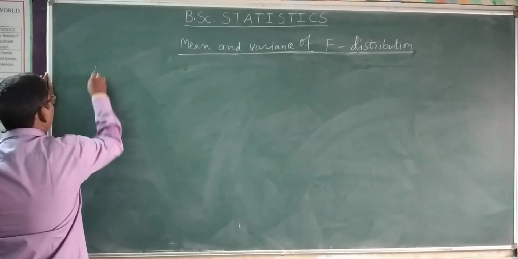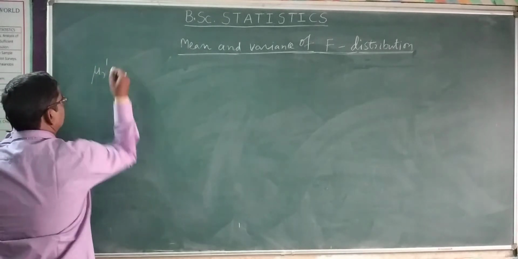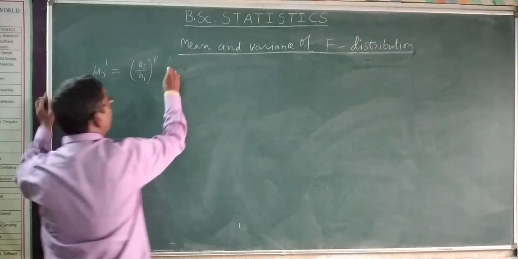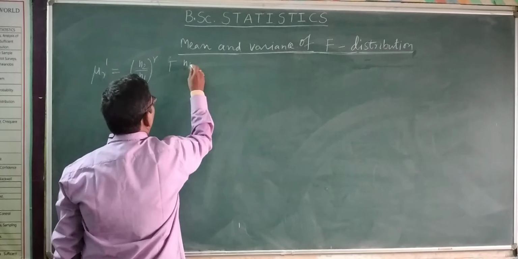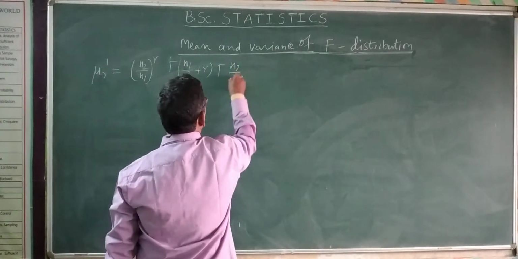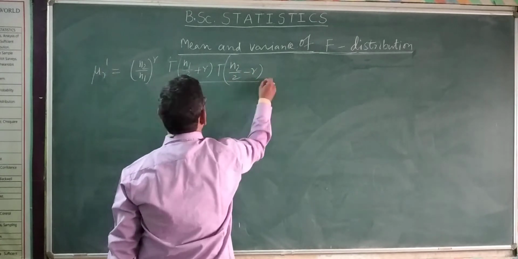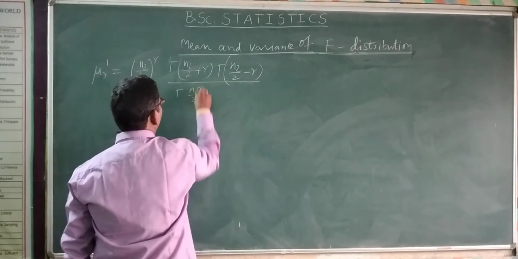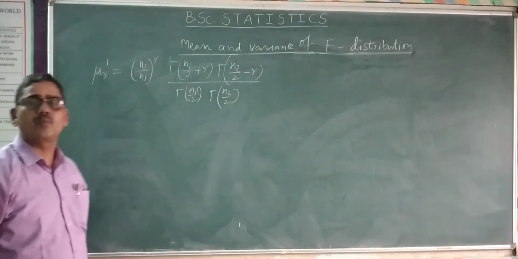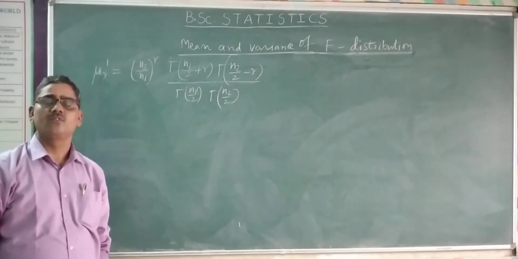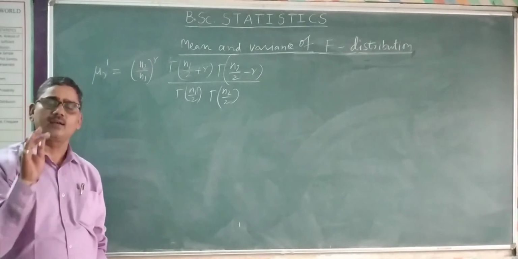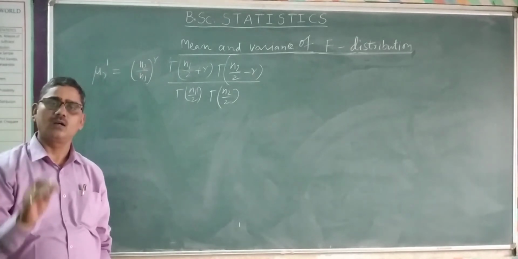So consider the moment about origin, that is mu r dash. It is equivalent to (n2 by n1) whole power r multiplied by gamma of n1 by 2 plus r multiplied by gamma of n2 by 2 minus r, divided by gamma of n1 by 2 into gamma of n2 by 2. This is the result of the moment about origin we obtained, in which if you substitute r equal to 1, 2, 3, 4 and so on, you will get the respective moments about origin.